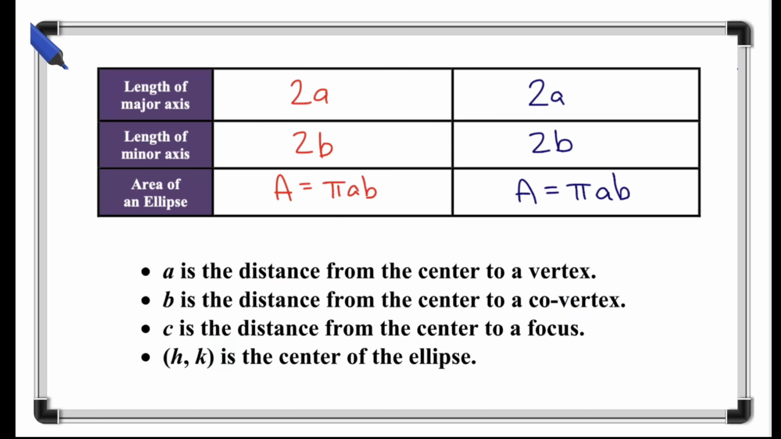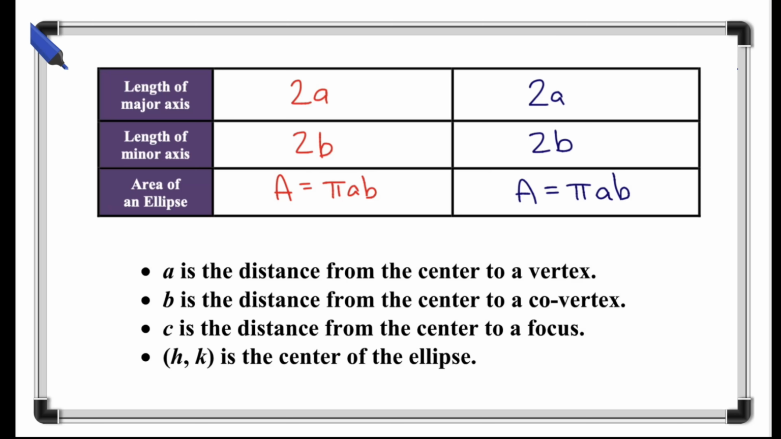So you have your equations, you saw your sketch. Now, in order for you to find the length of your major axis, you're just going to multiply that a value by 2. To find the length of your minor axis, it's going to be multiplying that b value by 2. And then to find the area of an ellipse, it's pi times that a value times the b value.